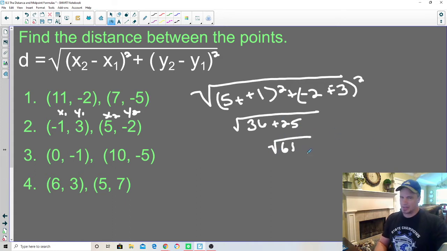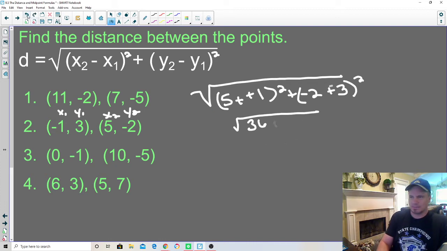If I could simplify this, I would, but I can't. The square root of 61 is just the square root of 61. There's not a perfect square that goes into that. So we're done. Okay, let's look at the next one.